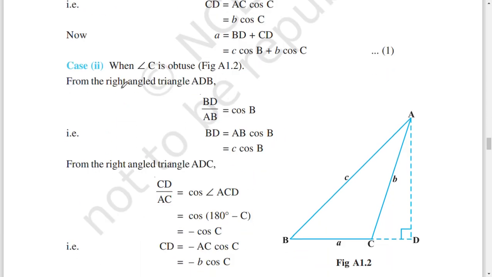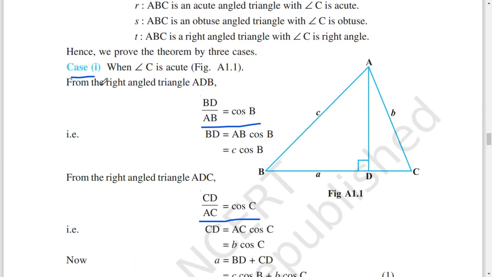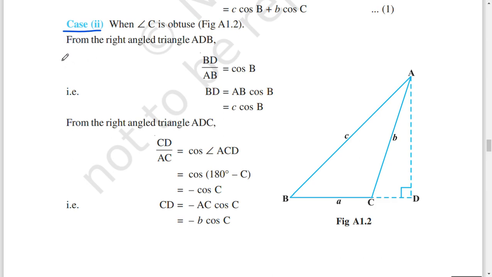Case 2, when angle C is obtuse, figure A1.2. From the right angle triangle ADB, BD by AB equals cos B. BD equals AB cos B, that is, c cos B.